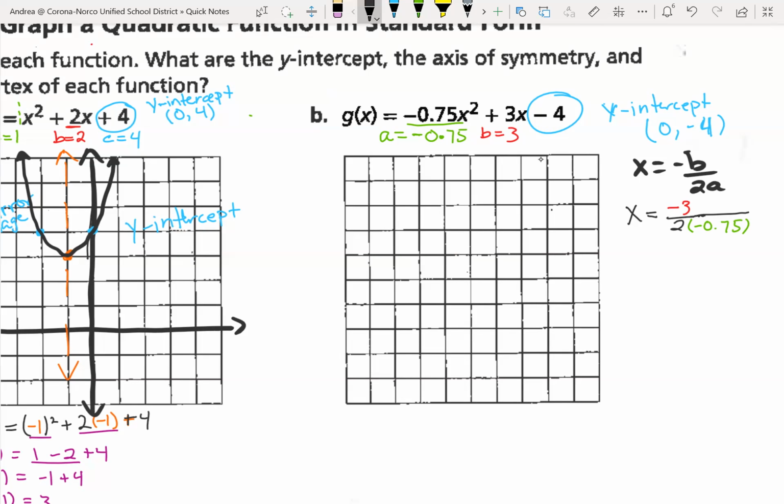Very good. So let's do that math. So we get x equals negative 3 divided by 75 cents twice. Means I have $1.50, right? So when we multiply that, we get negative 1.5. Then negative 3 divided by negative 1.5. Negative divided by negative makes it positive, and 3 divided by 1.5 is 2. So our axis of symmetry is x equals 2. Any questions over that?